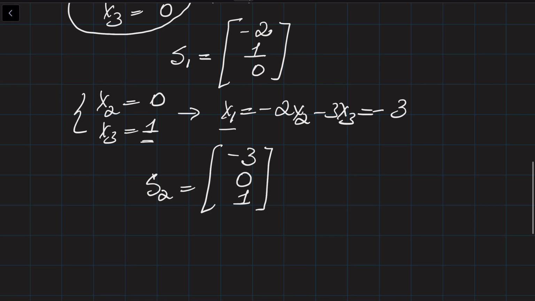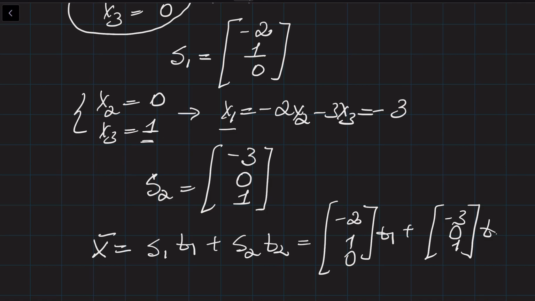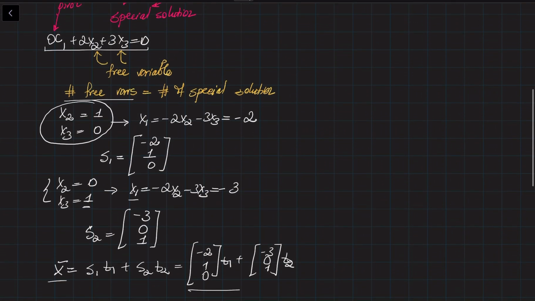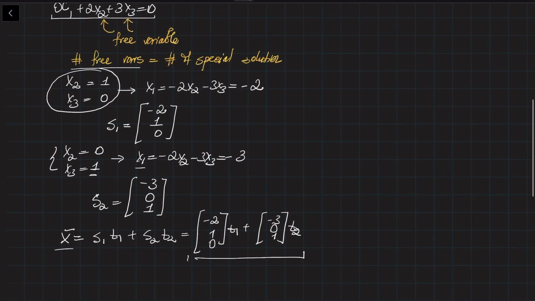And what I have to do is describe the null space as the linear combinations of the special solutions. Essentially, S1 is multiplied by t1 plus S2 is multiplied by t2. Or essentially we can write this as (minus 2, 1, 0) times t1 plus (minus 3, 0, 1) multiplied by t2, which gives all vectors from the null space of this matrix A. And if you compare the solution which we got before and this solution, you will see that they are the same.